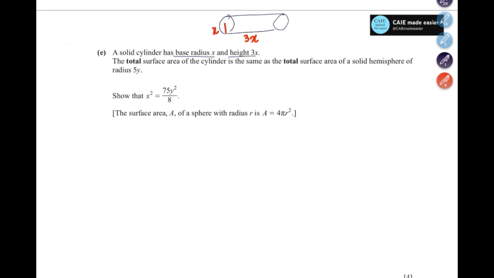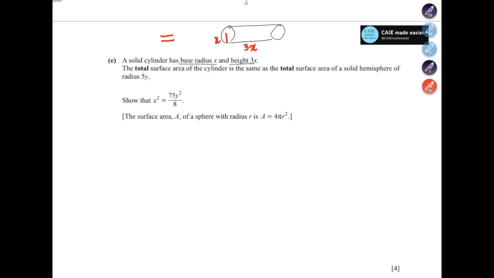The total surface area of the cylinder is the same as the total surface area of a solid hemisphere. A hemisphere is basically a sphere divided into half, so this is going to be something like this. But the key thing to remember here is that they're saying total surface area, all right? So that means this sliced area is also considered to be part of the total surface area. So this and this. Now they're saying the total surface areas are equal, right? So we need to equate both of them.